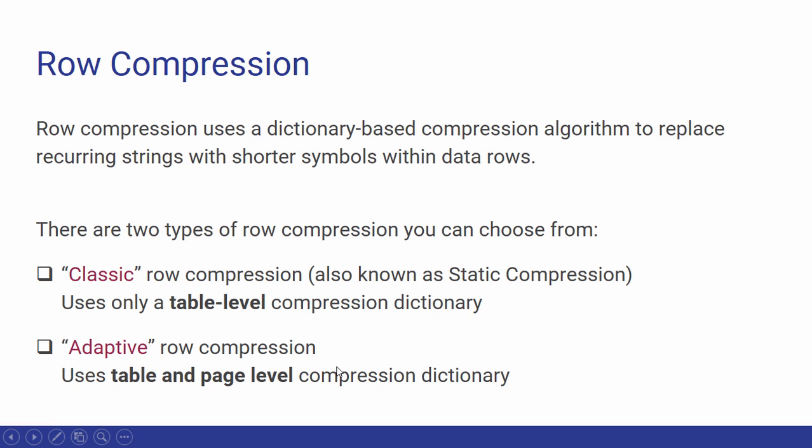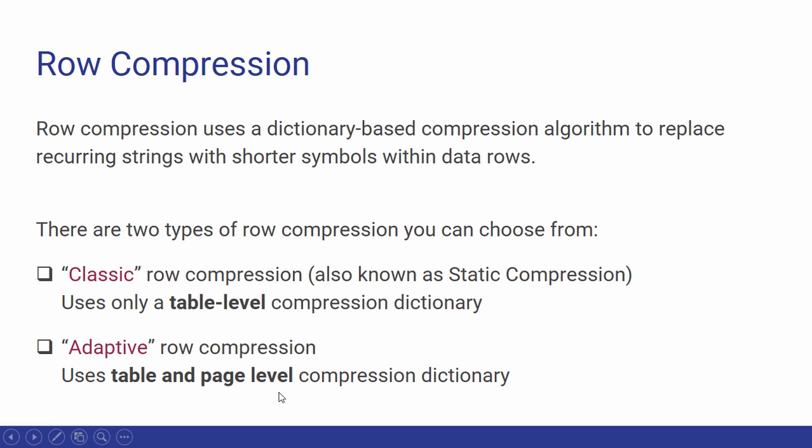We are going to look at these two compression types in the upcoming lectures. These two are row compression types. The classic row compression only uses a table level compression dictionary, and it is also known as static compression. Then with 10.1, a new compression type was introduced, that is adaptive row compression, that uses the table level compression dictionary along with a page level compression dictionary. So adaptive compression is basically built on top of classic compression, and it goes one step beyond to compress data even further using the page level compression dictionary.